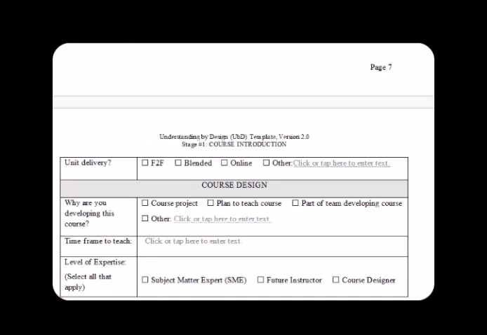Next is the course design. Why are you developing this course? Is it for a course project? Are you planning to teach this course in the future or other? What is your time frame to teach this course? How long? What is your level of expertise on the unique topic? Are you an expert on the topic information, a future instructor, or a course designer?